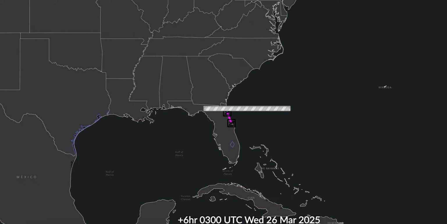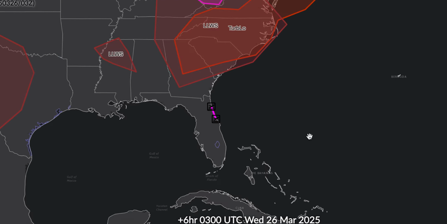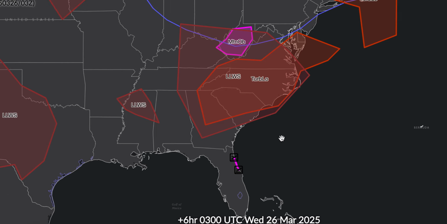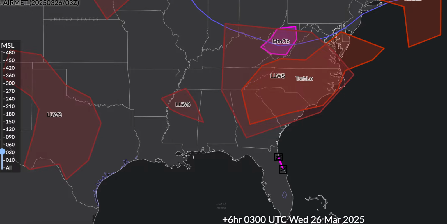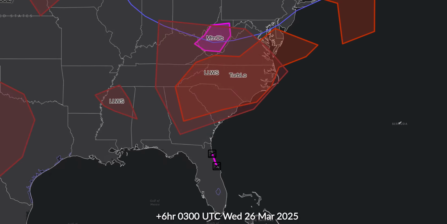Let's do some AIRMETs really quick. I like AIRMETs in the sense that, again, they give a general consensus of what's going on within the surrounding area. So we've got some low turbulence up here to the north, and again, I am at 3,000 feet. I'm 6 hours in advance. We'll travel backwards here in a second.